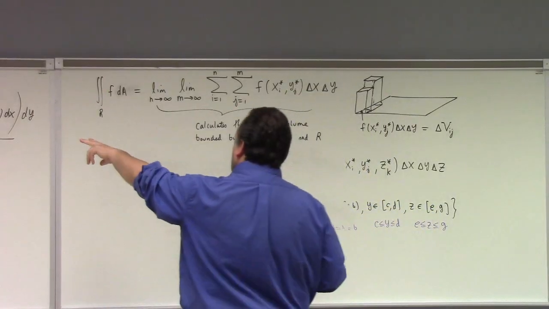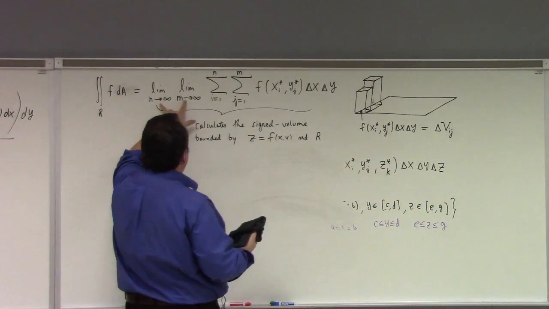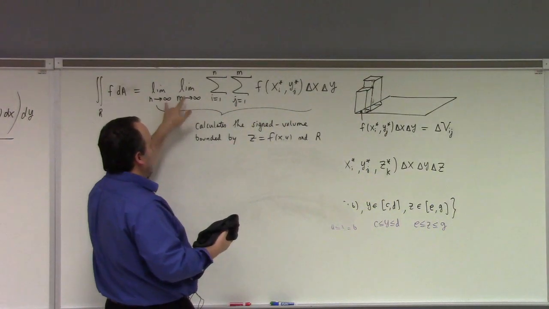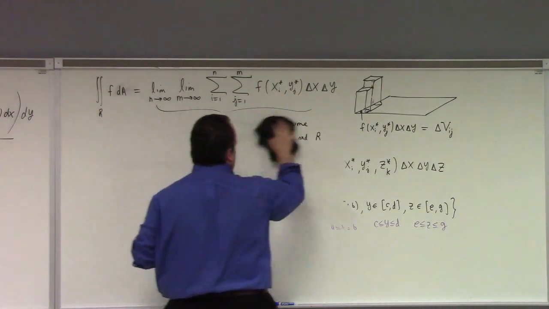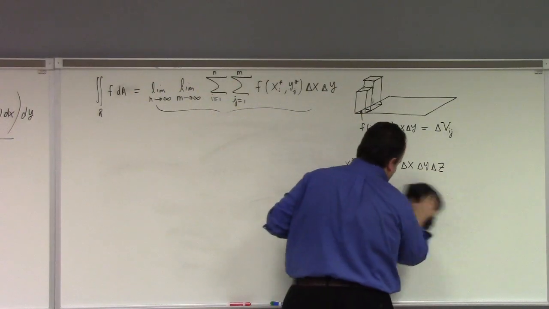Like, to switch the dx and dy, and dy and dx, in some sense corresponds to swapping these limits. And you might say, well, can't you always swap limits? Well, no. Actually, no, you can't.